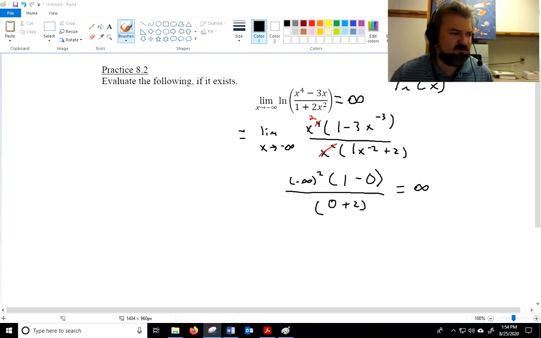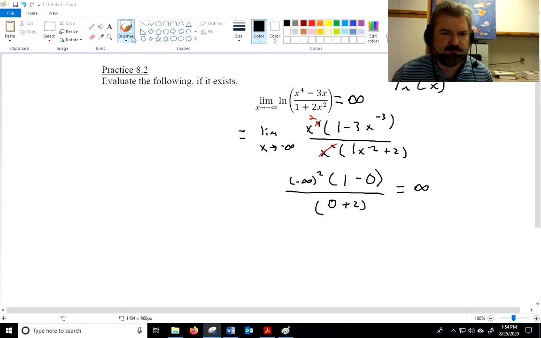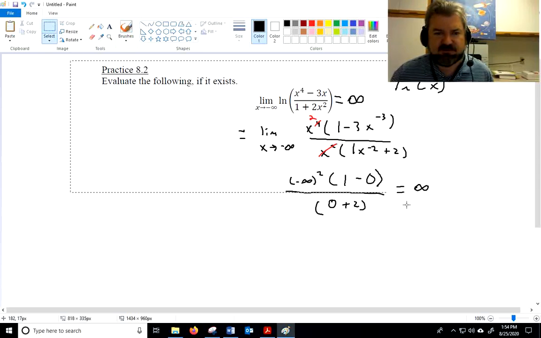Okay, so one more function I want you to consider, and that is the arctangent.